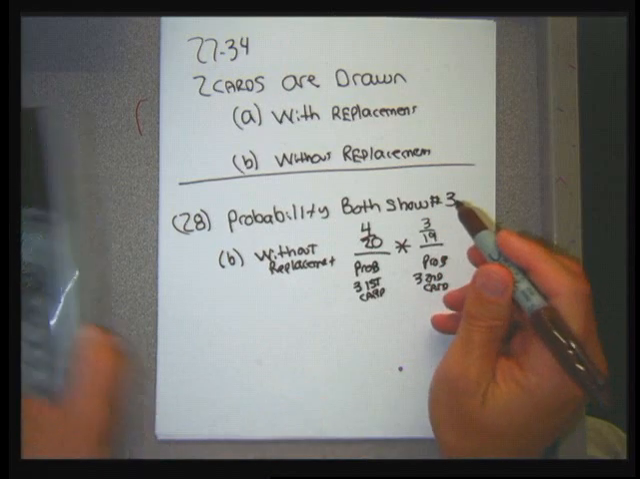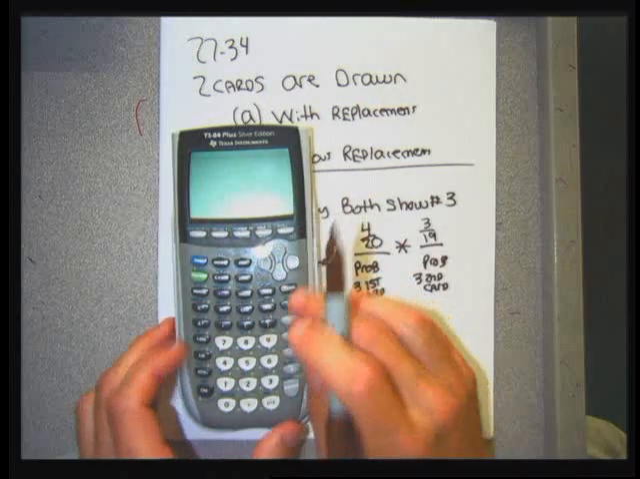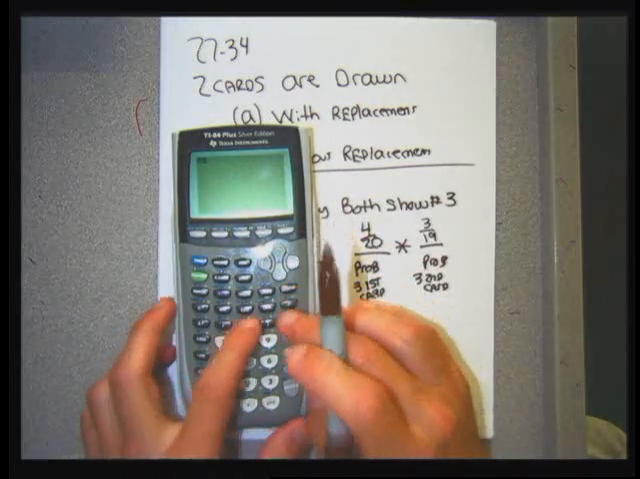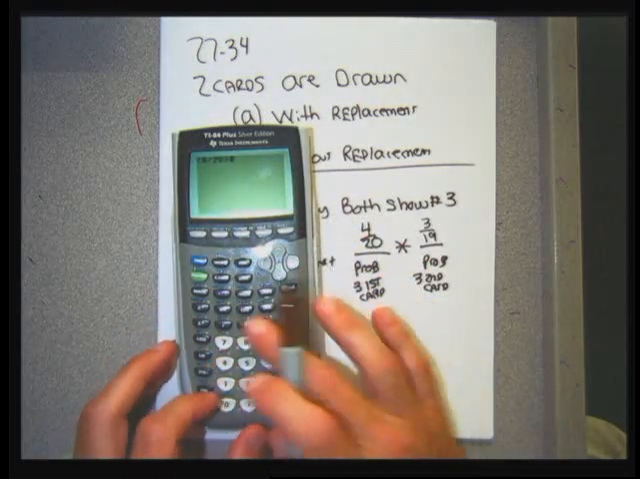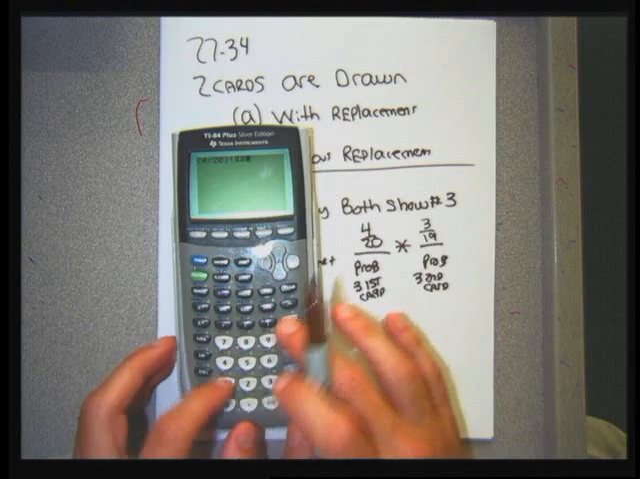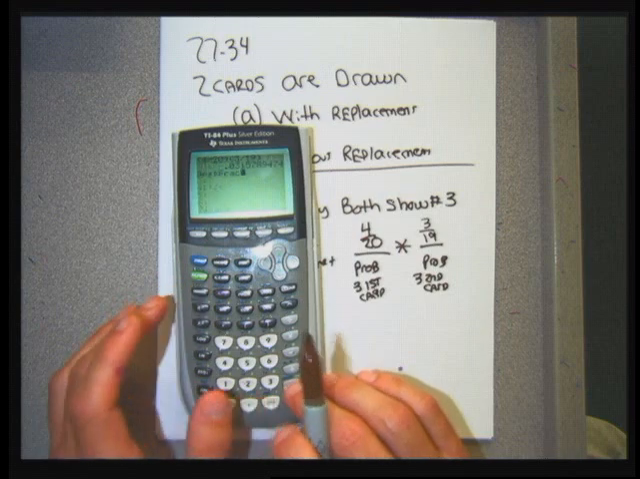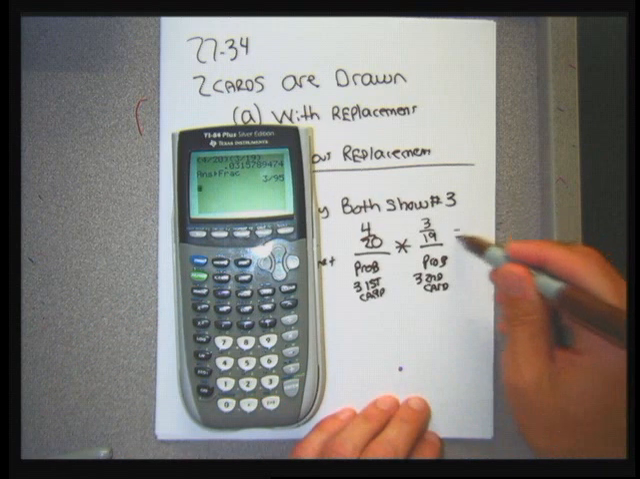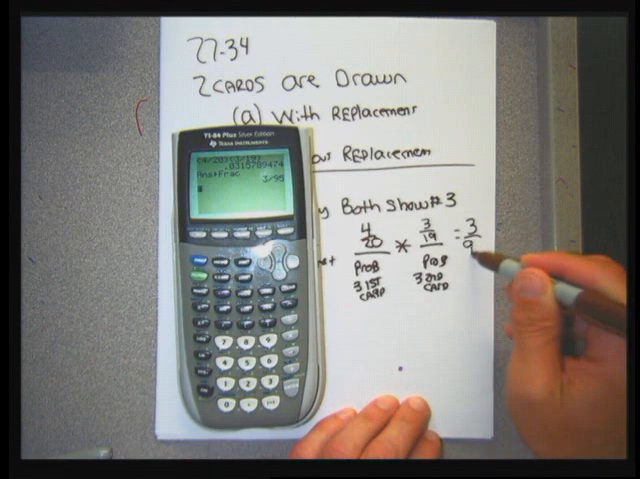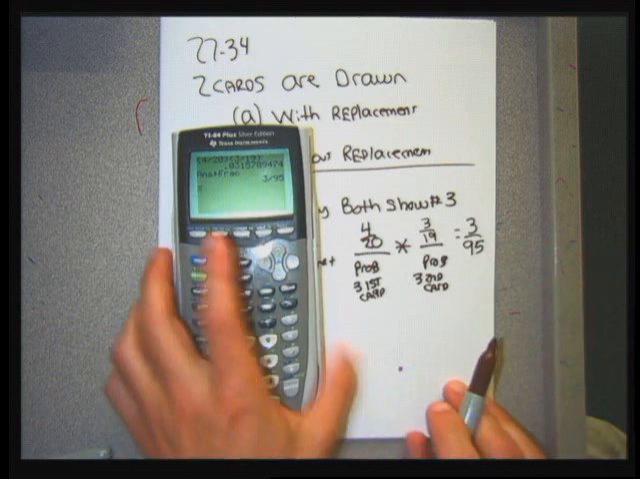Let me multiply these on my calculator. I'm going to go parentheses 4 divided by 20, parentheses, and then parentheses 3 divided by 19, parentheses, enter, math, enter, enter. My calculator tells me the answer to this should be 3 in 95.